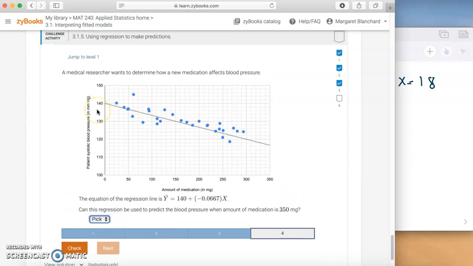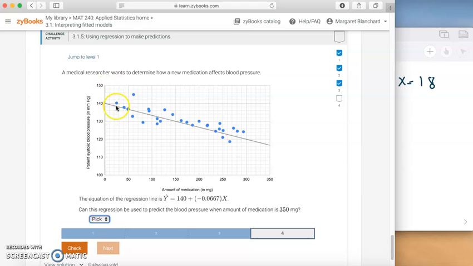A medical researcher wants to determine how a new medication affects blood pressure. Same thing. We're given the equation of the regression line as y hat equals 140 plus a negative 0.0667x. Can this regression be used to predict blood pressure when the amount of medication is 350 milligrams? Our option is yes, no. Well, that one's kind of a tough one.